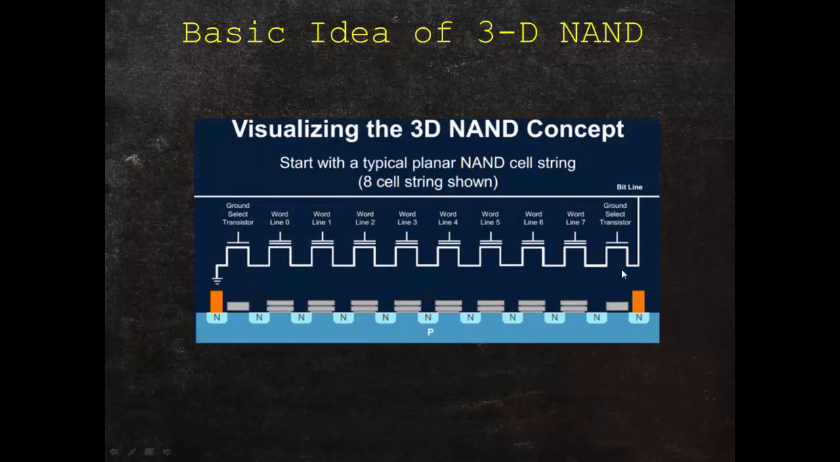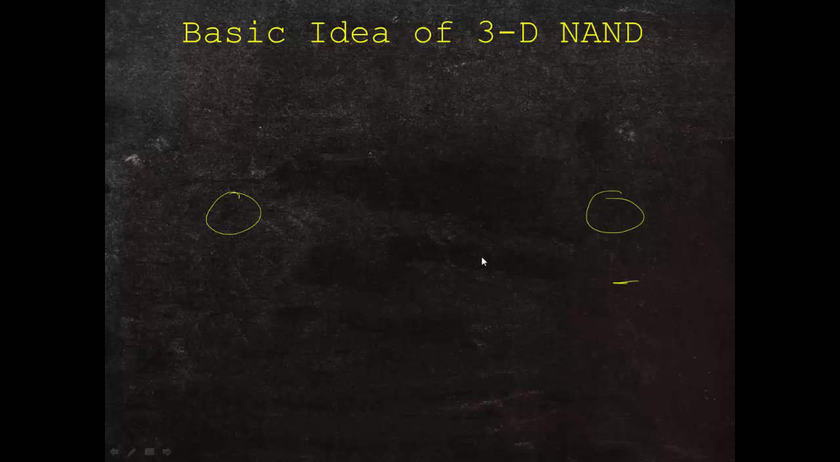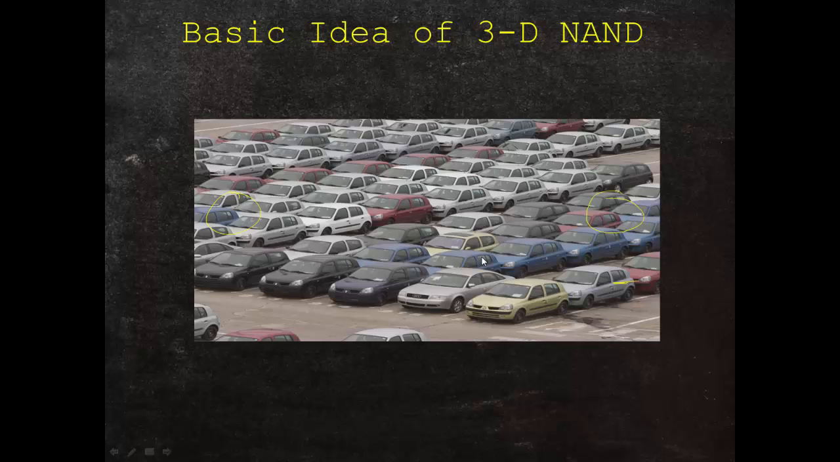And so what you notice about the planar NAND array is you have the select transistors on either side of a whole string of word lines. And you can think of all these word lines as cars parked in a parking lot. They're taking up space. Everybody wants to move to smaller and smaller areas. And if real estate is expensive, you really want to stack these things on top of each other. And so how do we do that with 3D NAND?